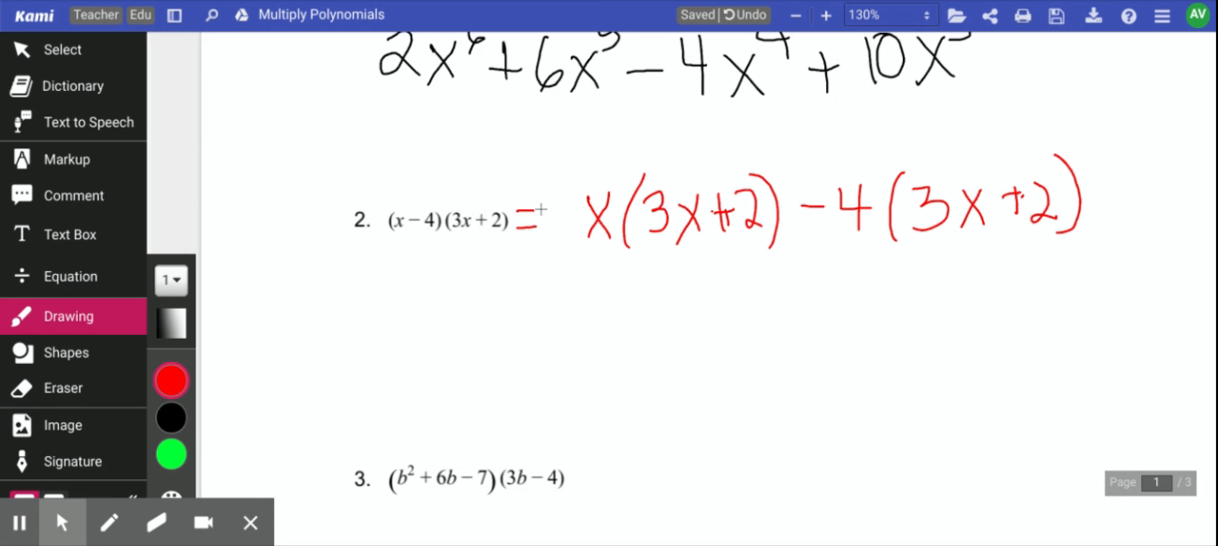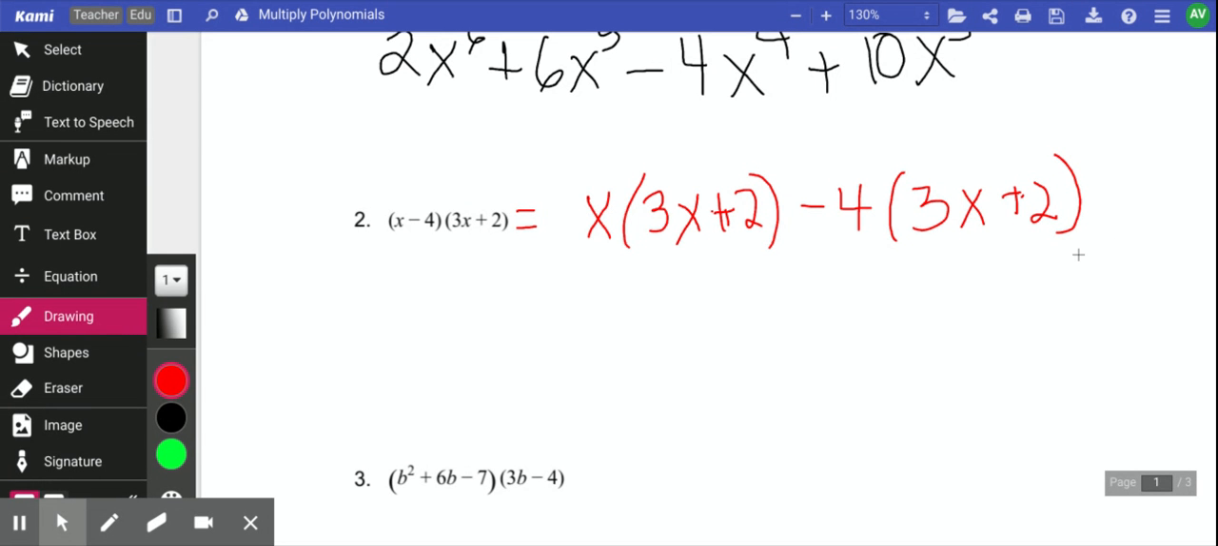So when I'm using this method, I have the x here. I'm multiplying it by everything in the second set of parentheses. And then I have the negative 4, and that's being multiplied by the whole second set of parentheses. You will get the same thing if you do FOIL first, right? First, x times 3x. Outer, x times positive 2. Inner, negative 4 times 3x. And last, negative 4 times 2. So it is the exact same thing as doing FOIL, okay?